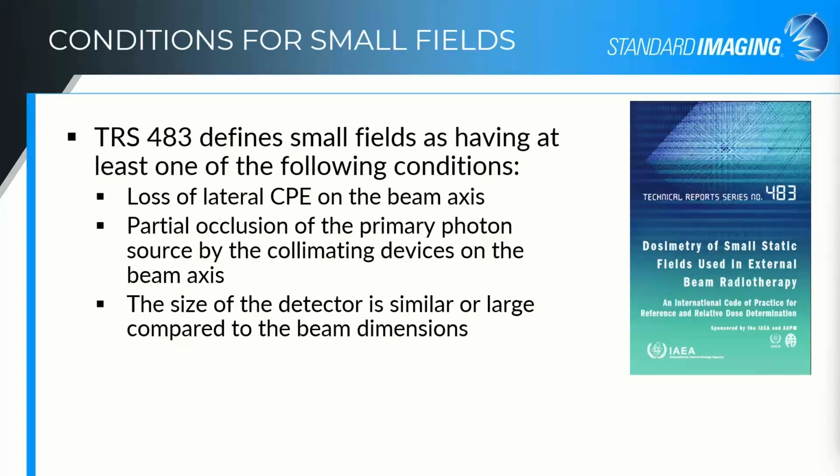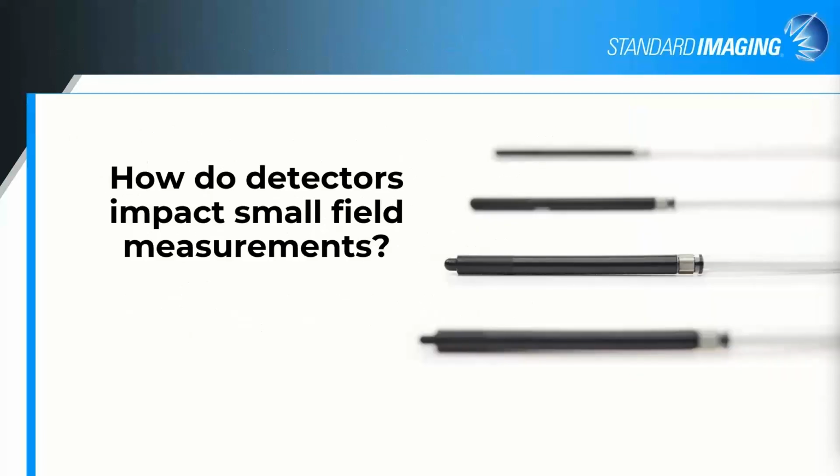And the best definition that I've found is from the TRS 483 publication, and that defines small fields as having at least one of these three conditions: loss of lateral charged particle equilibrium on the beam axis, partial occlusion of the primary photon source, which changes the energy spectrum that you see from that photon source, or the size of your detector is similar to or large compared to your beam dimensions. Because a lot of our assumptions on cavity theory and things like that start to break down when the size of the detector approaches the size of the field that's being used.